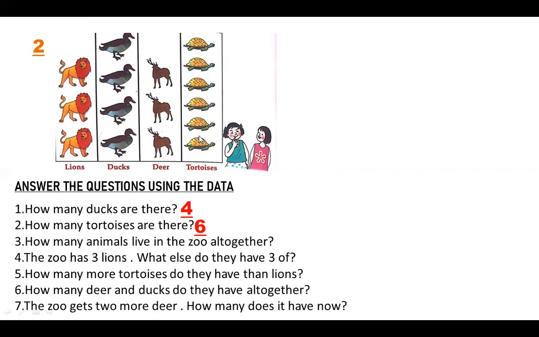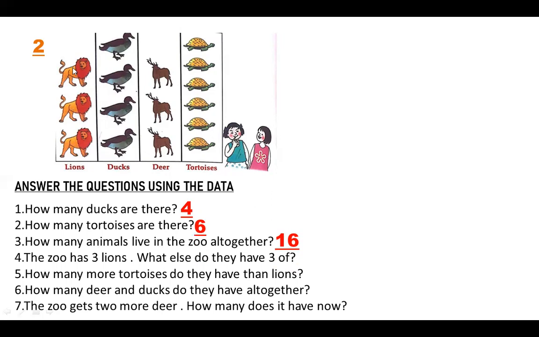How many animals live in the zoo altogether? Means how many animals are there in the full zoo? We don't know, so you have to count it. One, two, three, four, five, six, 7, 8, 9, 10, 11, 12, 13, 14, 15, 16. 16 animals are there in the zoo.